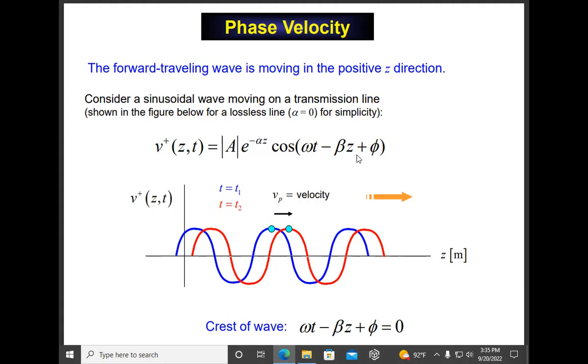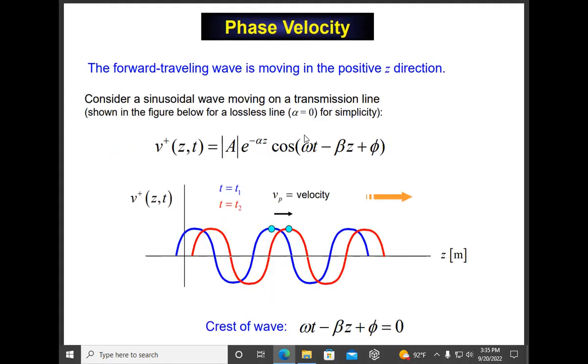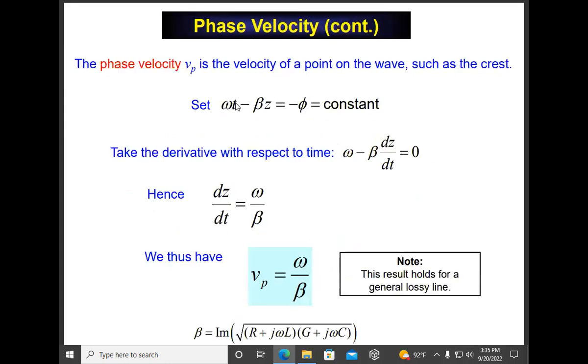Could be some other point. You know, I could be tracking the bottom, the negative crest. It doesn't matter. But anyway, I'm tracking a point of constant phase, where all this argument in parentheses is a constant. Okay, so I'll set this thing equal to constant, take the phi across the equal sign. It's a constant already. So you get omega t minus beta z is minus phi, just a constant. Whatever that is, I don't care.